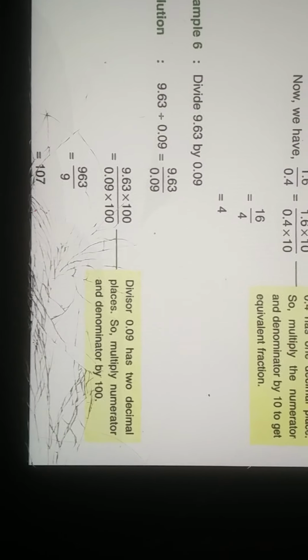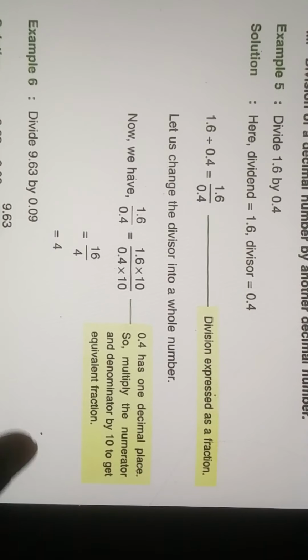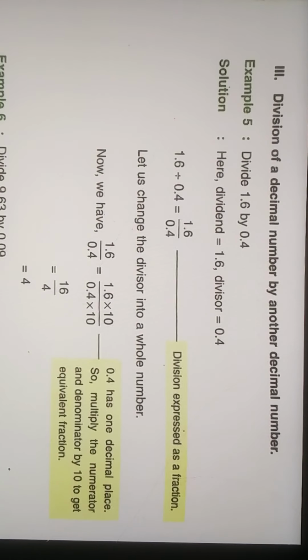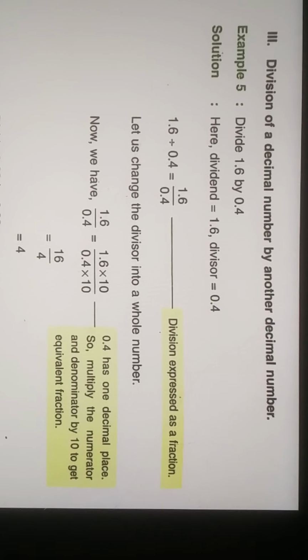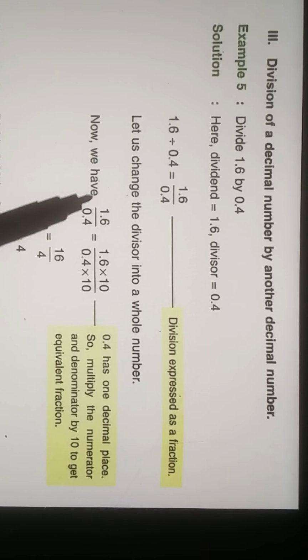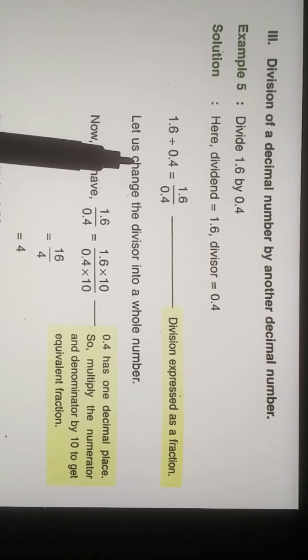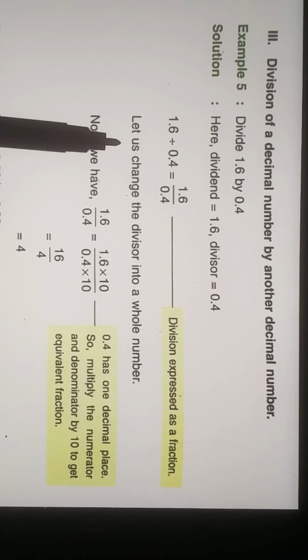Now the next type of division is division of a decimal number by another decimal number. When we divide a decimal number by a decimal number, we have two ways to divide it. First is to change the division into a fraction. Express the division as a fraction and then solve it.